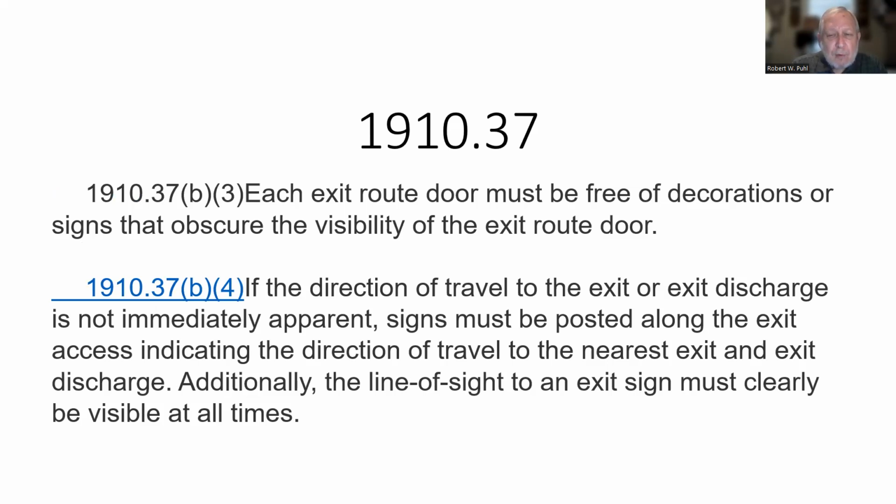Now, if the direction of travel to the exit or exit discharge is not immediately apparent, signs must be posted along the exit access indicating the direction of travel to the nearest exit and exit discharge. Additionally, the line of sight to an exit sign must be clearly visible at all times. If you look around almost any building that was built in the last 50 years or so, you can look up and see a sign that points you to the exit. The exit signs aren't there for the people that work there, as a rule, because they know how to get out, or should. It's the people visiting who don't have the faintest idea that are going to need those signs. In a lot of buildings, that could be a lot of people.